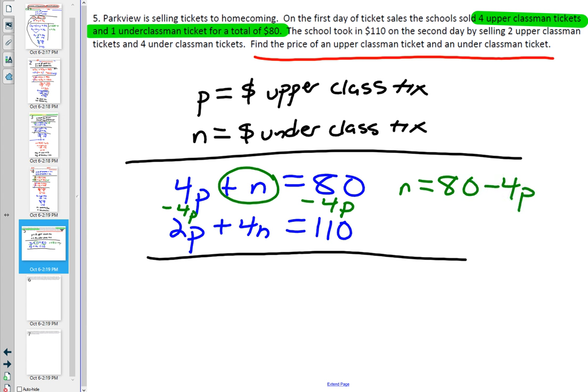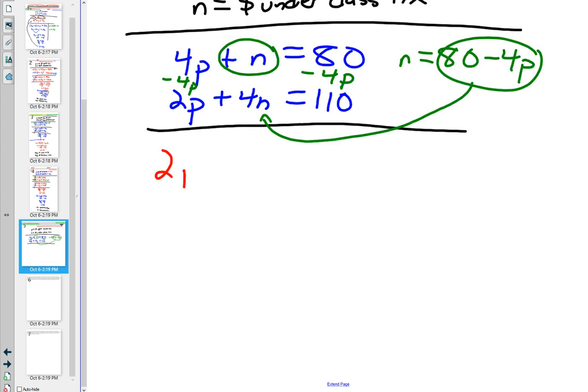I'm not choosing substitution because it's better. I'm just choosing it to change it up a little bit. We've been doing elimination for a while. So if this is what N is equal to, I'm allowed to plug it in for the other N. So I would then say 2P plus 4, not times N, but times 80 minus 4P, because that's what N is equal to, 110.